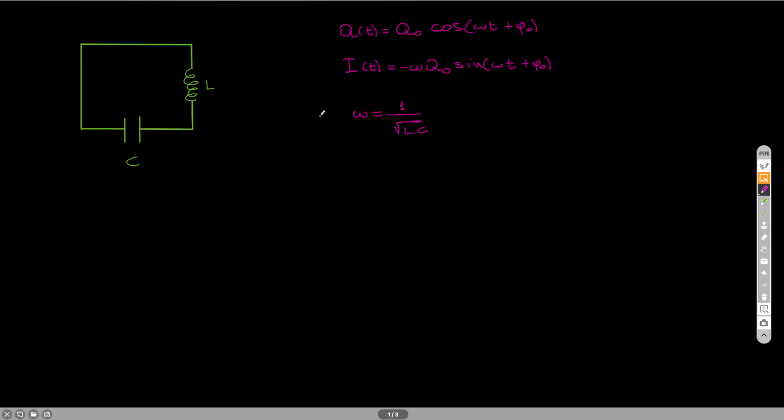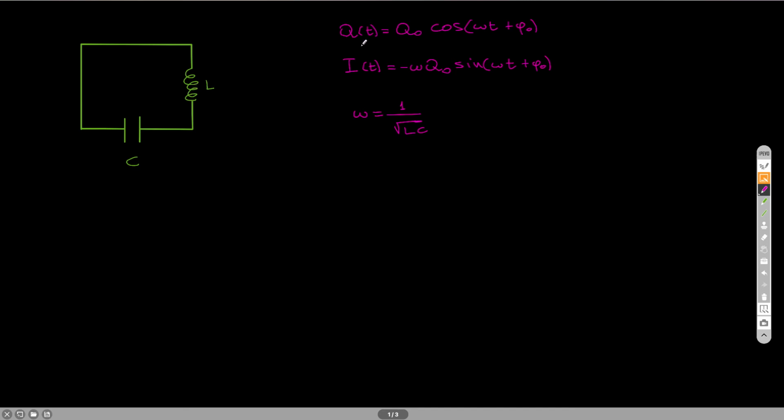In this video, I will spend a few minutes discussing energy in an LC circuit. In this circuit, I have a capacitor and an inductor, and that's the only thing that I have. There is no resistor, and I have initially charged the capacitor so that the charge on the capacitor goes up and down, and the same thing happens for the inductor with its current.